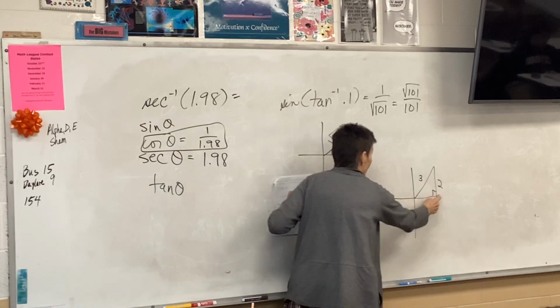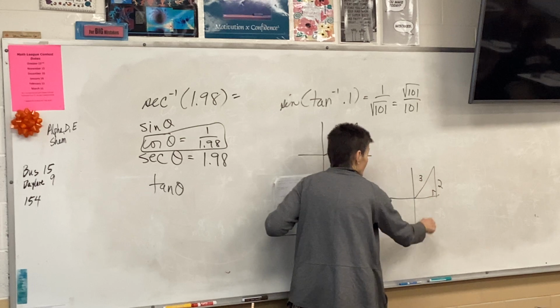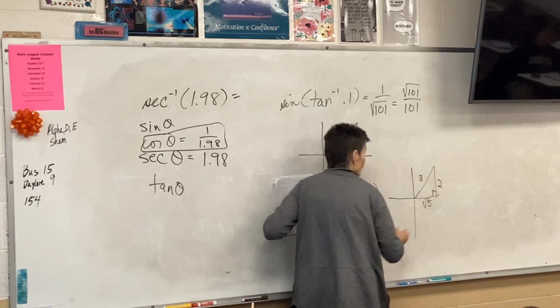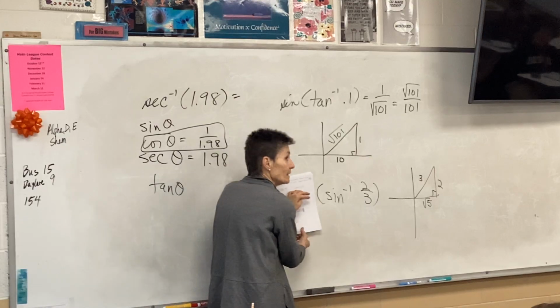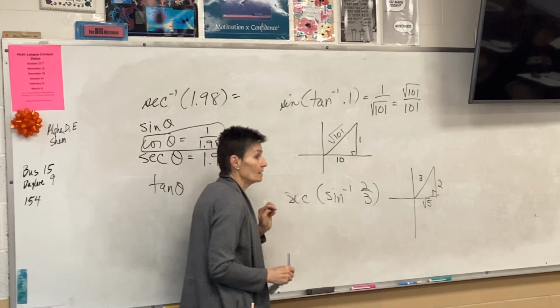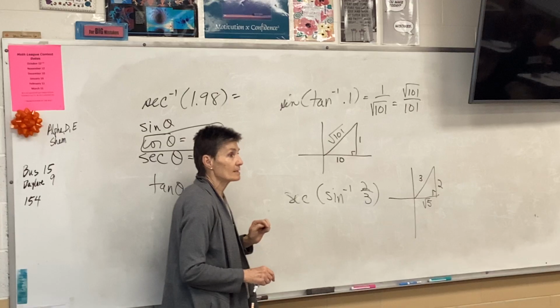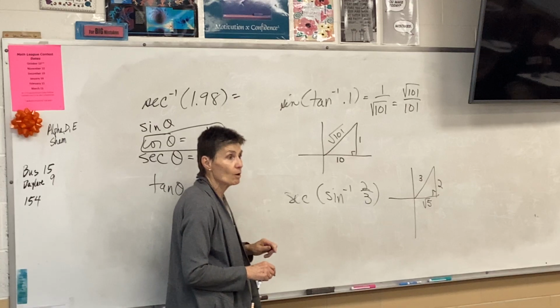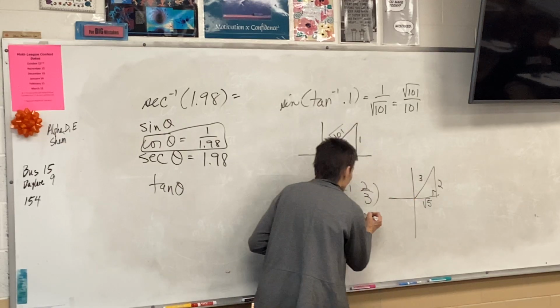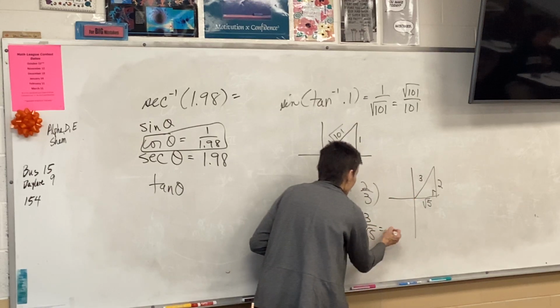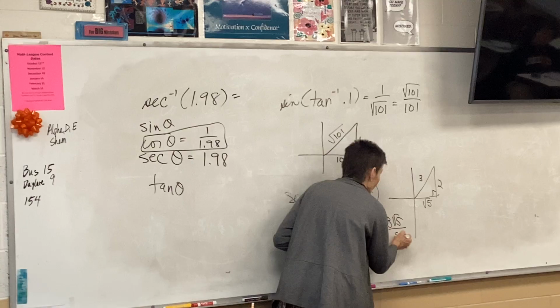Remember, these are A and B, that's C. So what do you get? Root 5? Opposite. Now we're ready to answer the question. Well, secant is hypotenuse over adjacent. Yep. So the answer will be 3 over root 5, or 3 root 5 over 5.